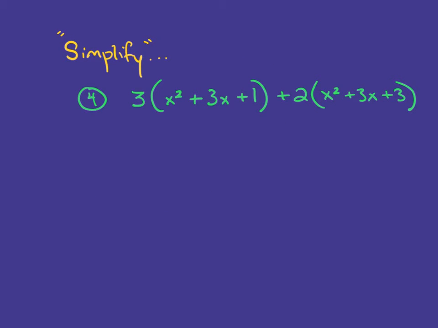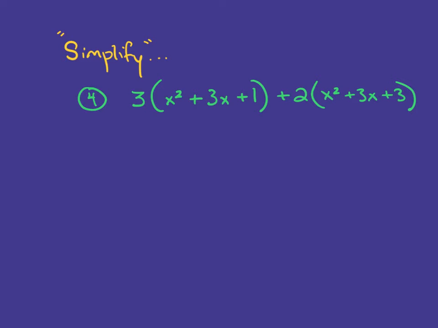Number 4, simplifying again. Here we've got something that's a little new. We've got some parentheses, and in front of that parentheses, we've got a 3 butted up against the parentheses. There's nothing in between, just the 3 butted up against the parentheses. And then over here further to the right, we've got a 2 that's butted up against the parentheses. Anytime you have a number butted up to a parentheses, that means you're going to be multiplying that number.